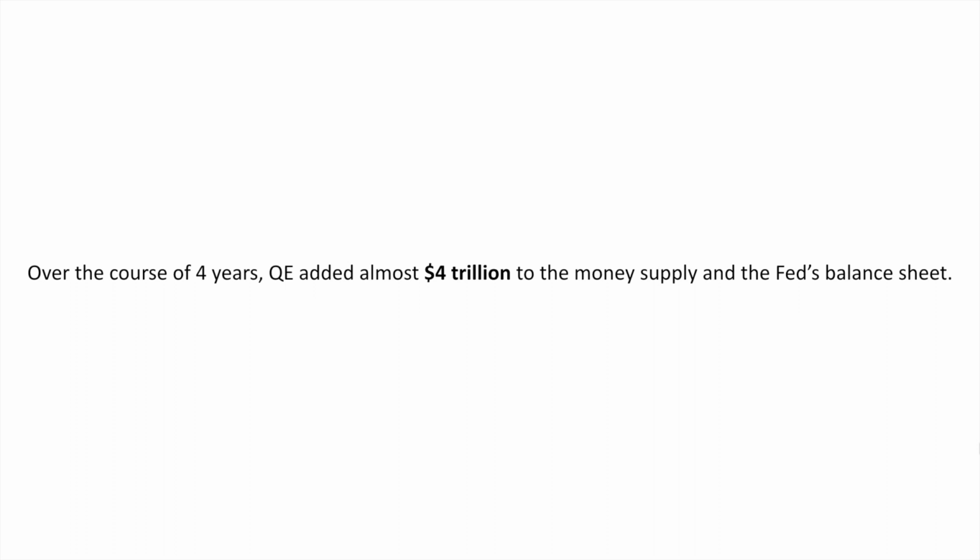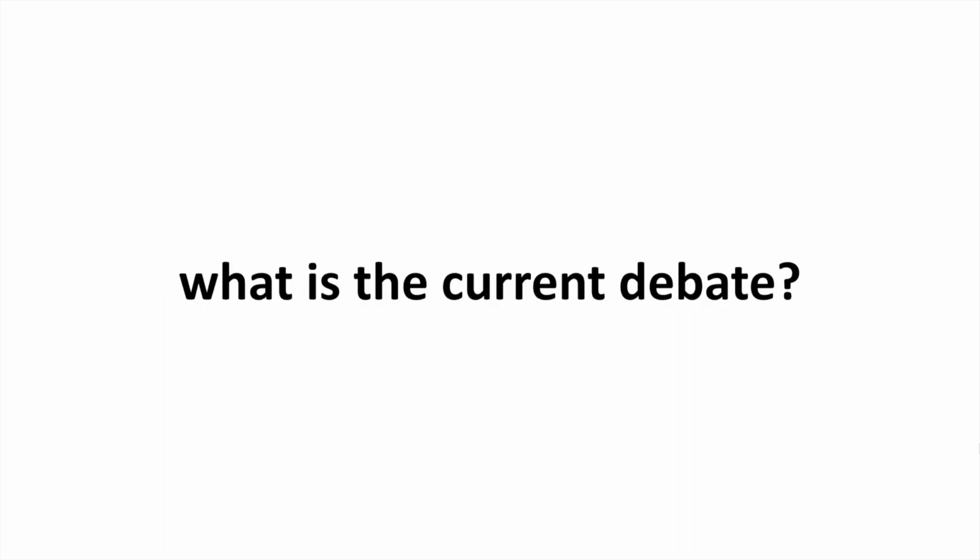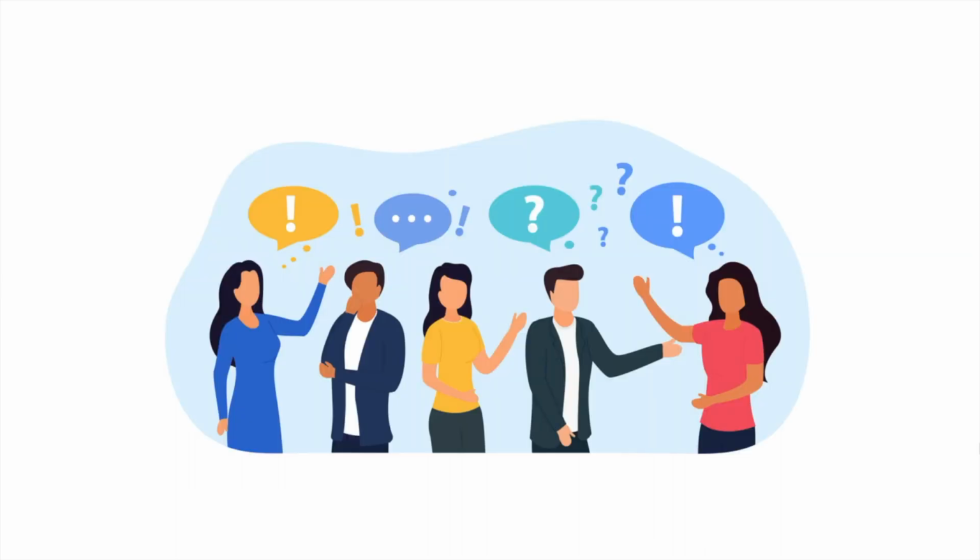Over the course of the 4 years, quantitative easing added almost $4 trillion to the money supply and the Fed's balance sheet. The Fed claims that quantitative easing was what ended the 2008 financial crisis in the United States, but there's still much controversy surrounding the efficacy of this policy. So, what is the current debate surrounding quantitative easing? Given the mixed results of past implementations of quantitative easing, there is still much discussion surrounding whether countries should actually implement this policy. While many claim that the Fed's implementation of quantitative easing has been successful, critics say it only helps stabilize the economy in the short term.